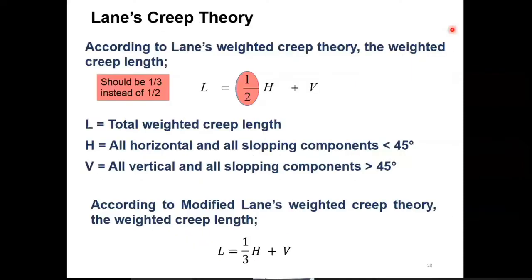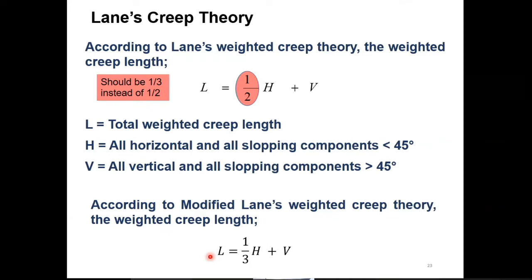What does Lane say? Lane tells that the contribution of the horizontal surfaces in computing the creep length is not as much as taken by Bligh. Lane says the contribution by horizontal surfaces is very less. How much less? One-third. So one-third of H plus V, all the vertical surfaces' creep length, is equal to the total creep length. So that is by the Lane theory.